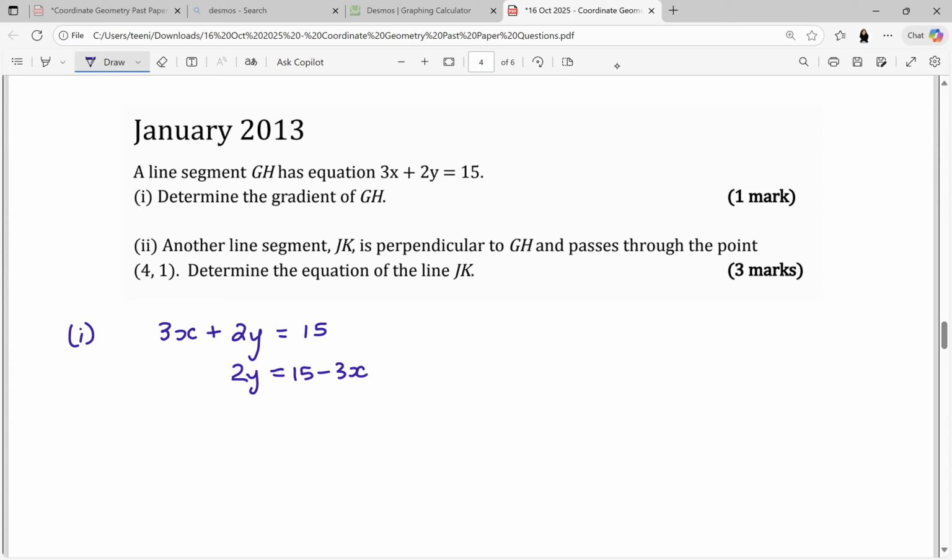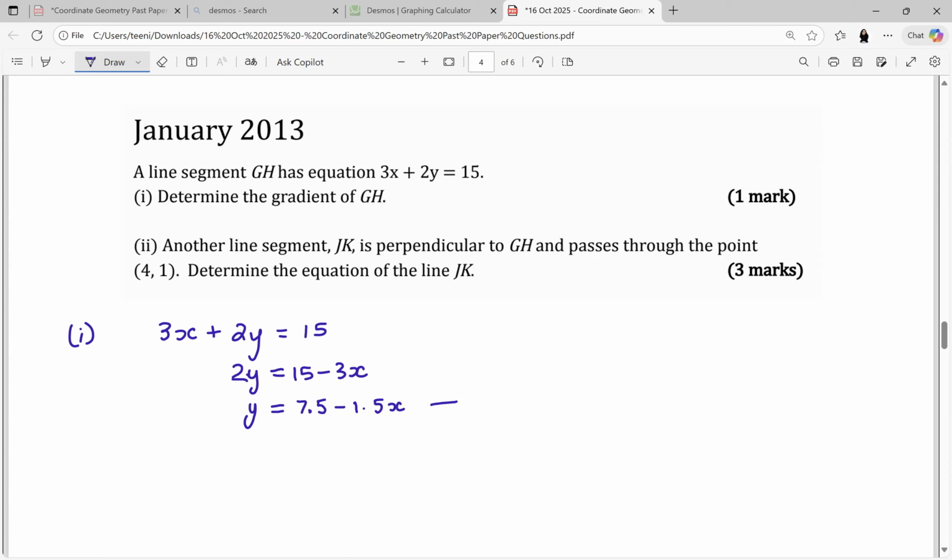Now I need to make the coefficient of y equal to 1, so I'm going to divide throughout by 2. 2y divided by 2 gives me y. 15 divided by 2 is 7.5. We could write it as decimals if we wish, or as fractions. Let's use decimals. So 15 divided by 2 is 7.5, and then 3 divided by 2 is 1.5.